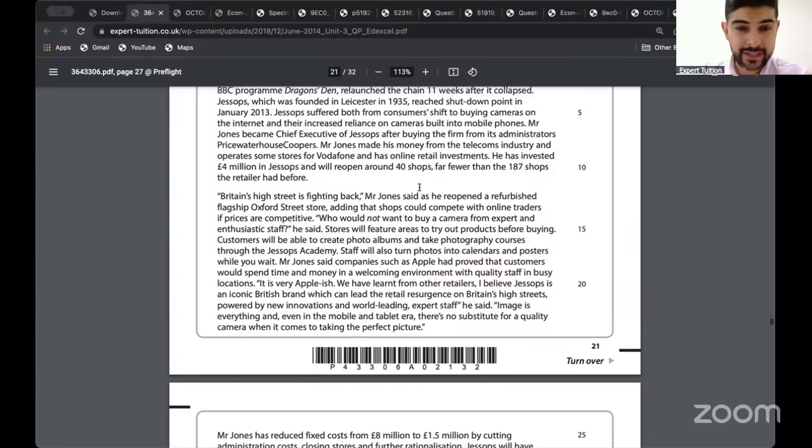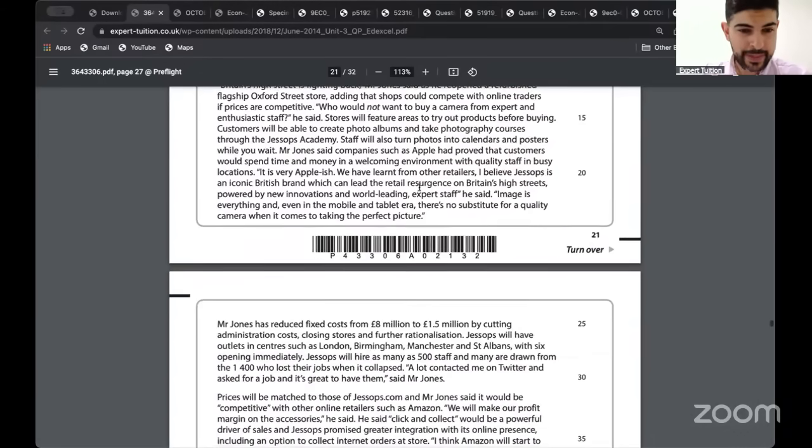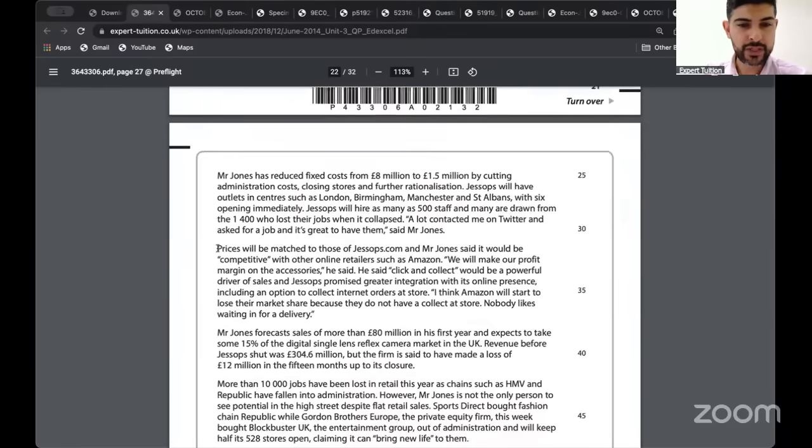And actually, in the data, it shows that they're not. It basically says prices will be matched to those of Jessops.com. In other words, they're not price discriminating between online and in store because it does not make sense to price discriminate. Yeah. Price discrimination, done.